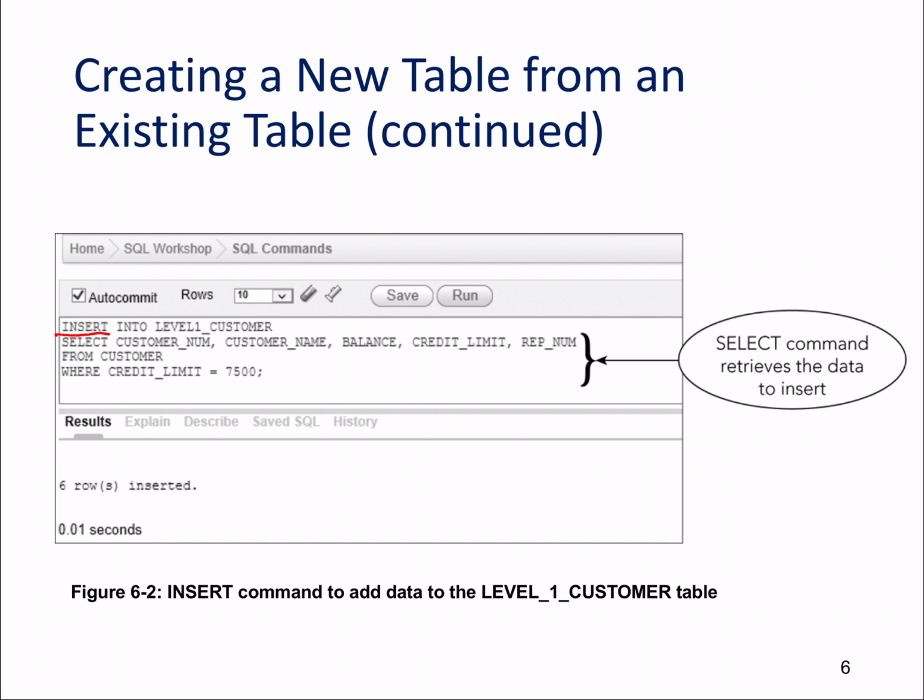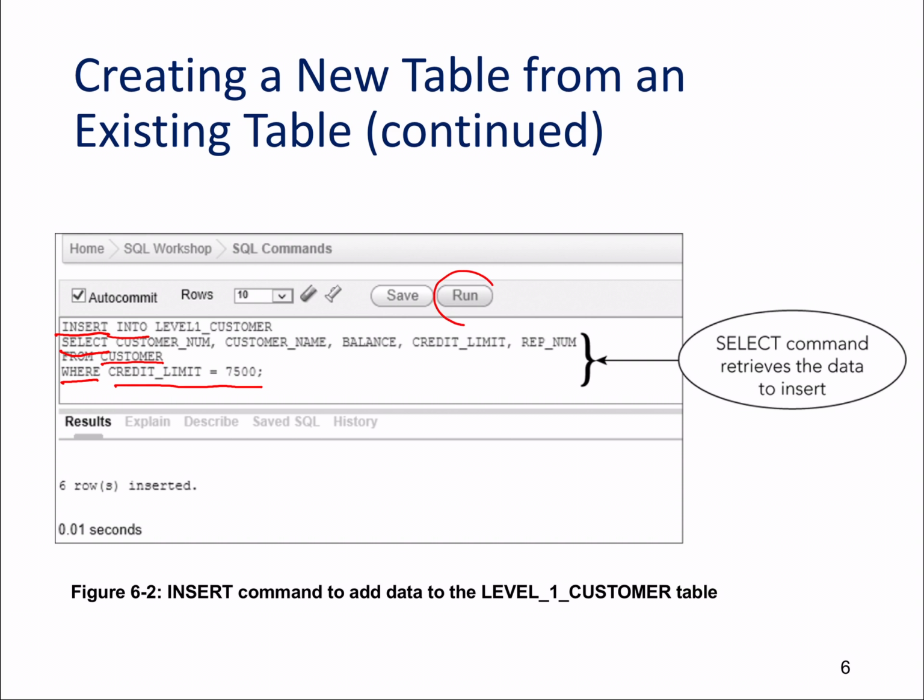So you can use insert into level 1 customer, and in combination, you immediately type select. You select the attributes customer number, name, balance, credit limit, and rep number, which is the same as the structure of the level 1 customer table, from a different table, which is the customer table. This is the original table with the data, and the condition of selection is credit limit equals 7,500. So only the customers with credit limit equal to 7,500, we're going to select them and insert them into the level 1 customer table.